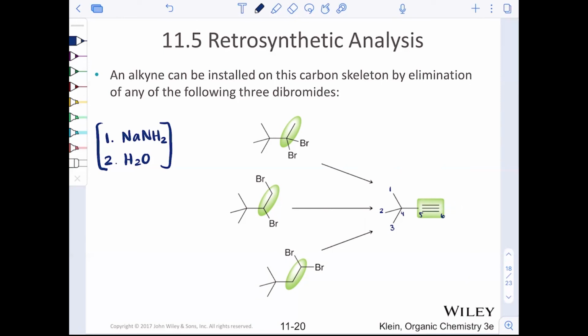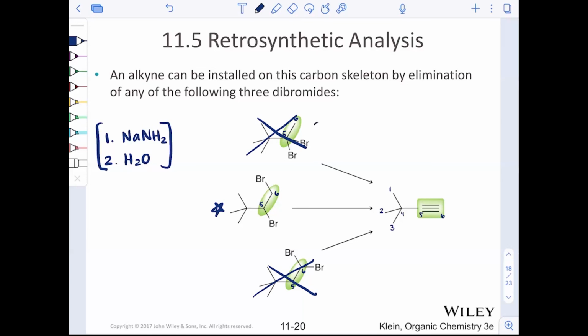Well, I could put both of the bromines on carbon 5. I could put 1 on 5 and 1 on 6, and I could put both of them on 6. Those are my 3 options. See how those are 3 very specific options with this one reaction? Well, I don't want the bromines to be on the same carbon. I'm going to remove these options and just focus on the vicinal dihalide. This is the only way we know how to make an alkyne from something else.